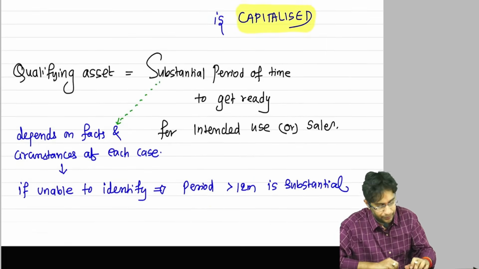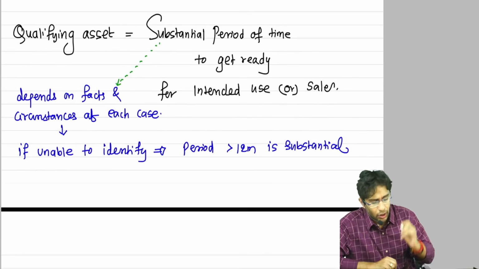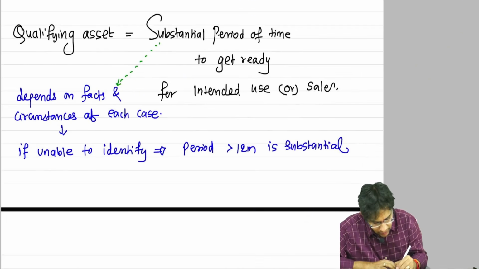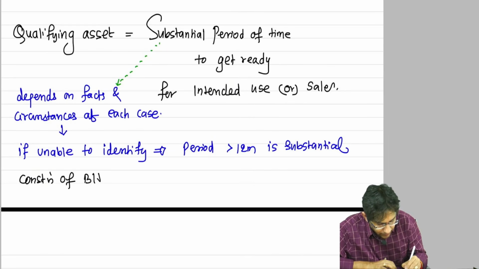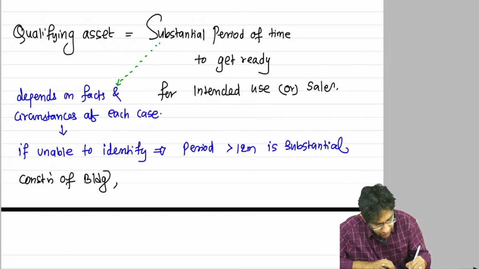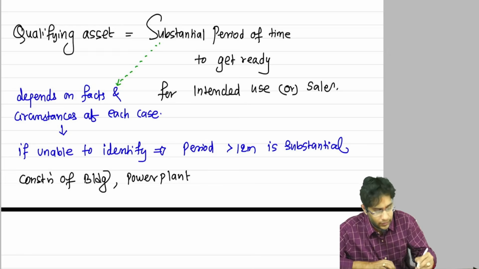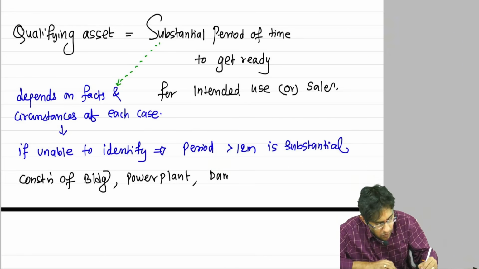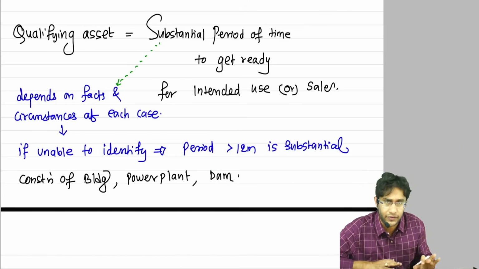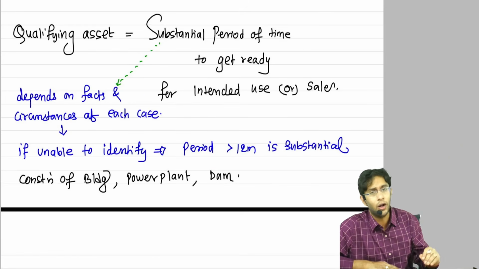Right. Now, sir, what is an example of a qualifying asset? Anything which is taking a lot of period of time. For example, you are doing construction of a building, which is going to take a lot of time. You are doing construction of a power plant. It is going to take a lot of time. You are constructing a dam. That's going to take a lot of time. So anything which is going to take a substantial period of time, they are all qualifying assets.